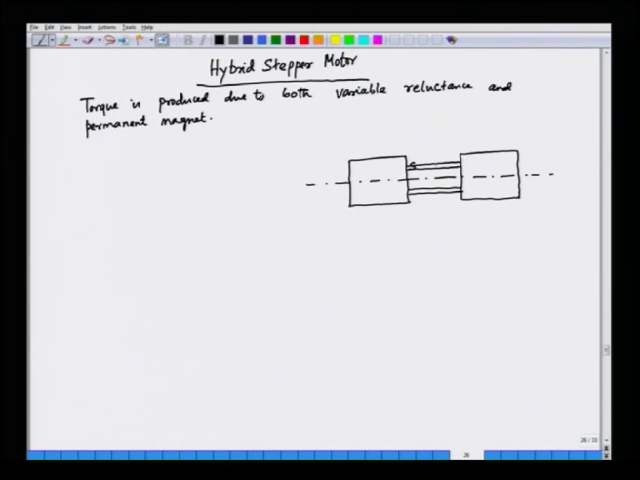This is the south pole and this is the north pole, and this is the south pole and this is the north pole. This is the permanent magnet. This is a magnet which is placed axially. As a result, the flux lines will go from the rotor in the following fashion. This will all be emanating like this. This is the south pole. So, flux is entering the south pole. Here also the flux will enter the south pole, and then we have the north pole here.